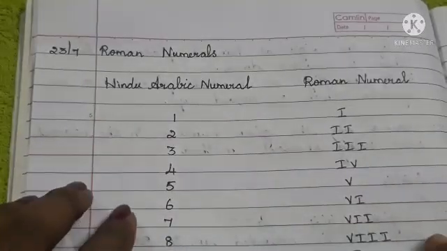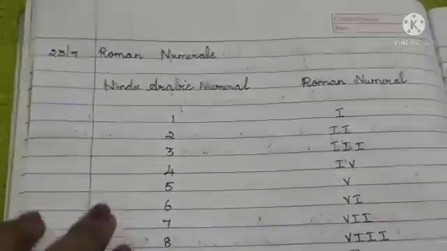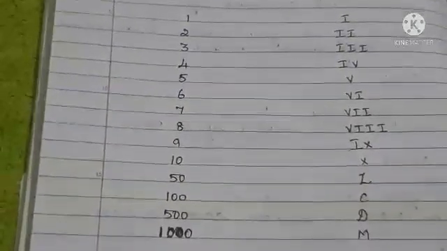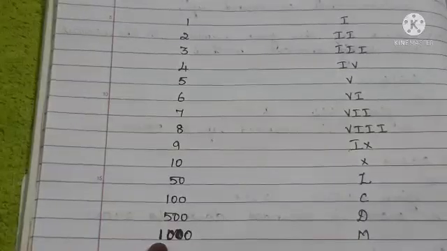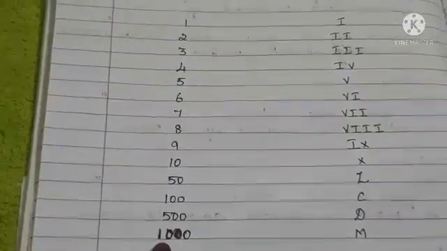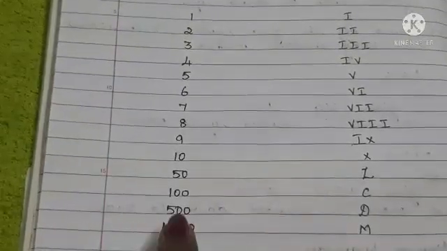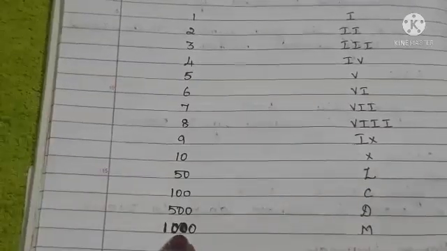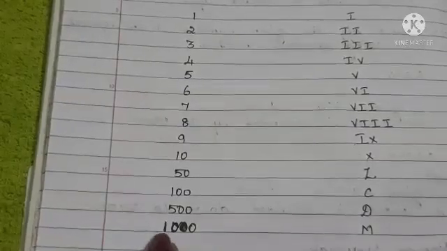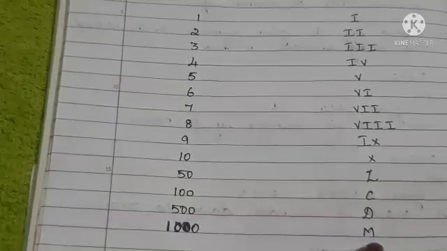Listen, in the Roman numerals notes I have committed a mistake. Here I have written the Hindu Arabic numeral and this side you have the Roman numeral. At the last I have written M on both sides. On the left side you have to write 1000. That's my mistake, I wrote it wrong, so you have to correct it. On the left side write 1000 and on the right side write M. Have you understood this?